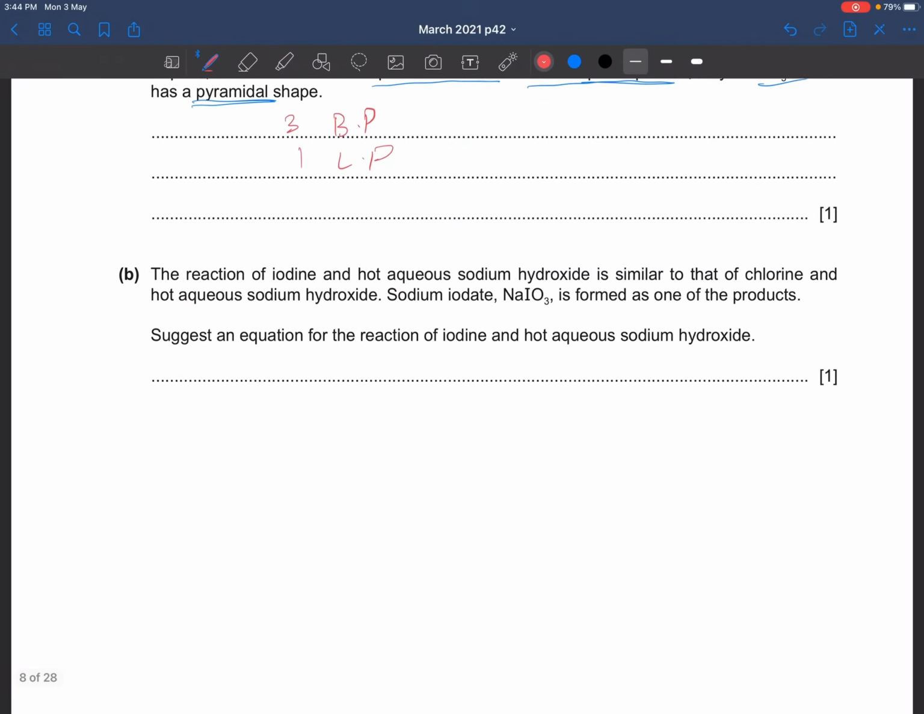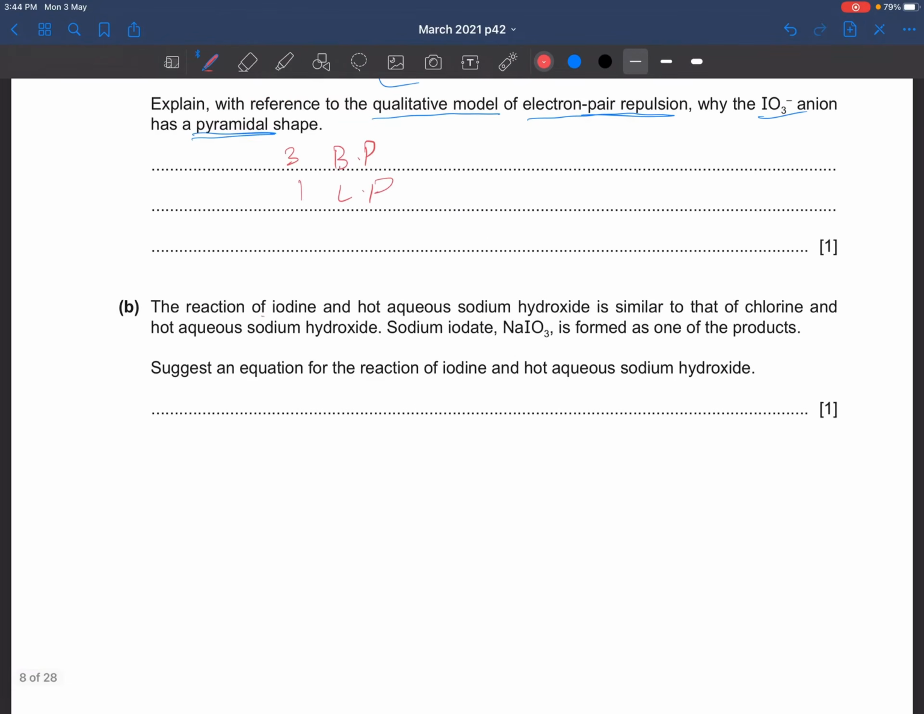The reaction of iodine and hot aqueous sodium hydroxide is similar to that of chlorine and hot aqueous sodium hydroxide. Sodium iodate is formed as one of the products. I hope all of you remember that equation. So we have to write the equation for iodine with hot aqueous sodium hydroxide, similar to chlorine reacting with hot aqueous sodium hydroxide.